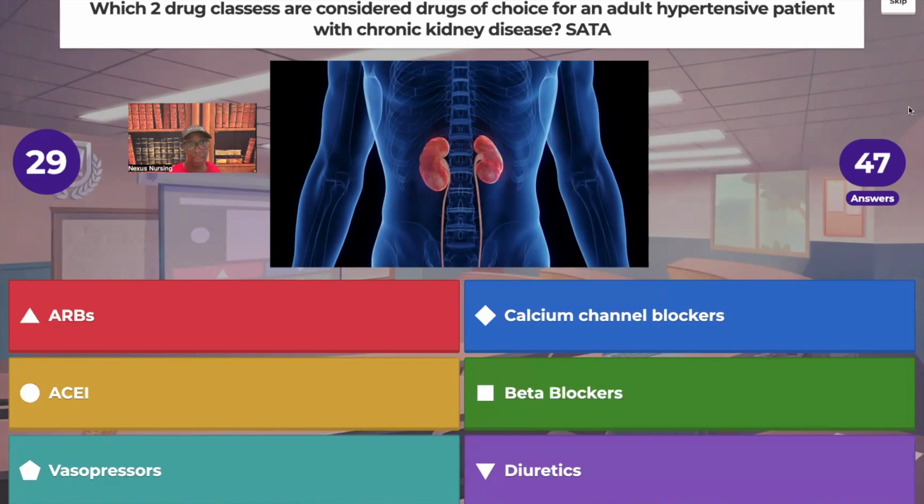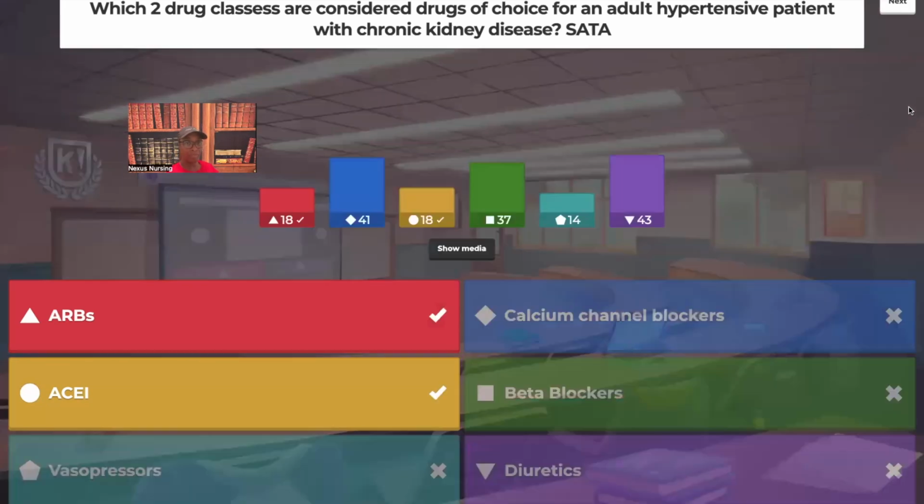I'll give you a hint. They both have protective properties for the kidneys. ARBs and ACE inhibitors.